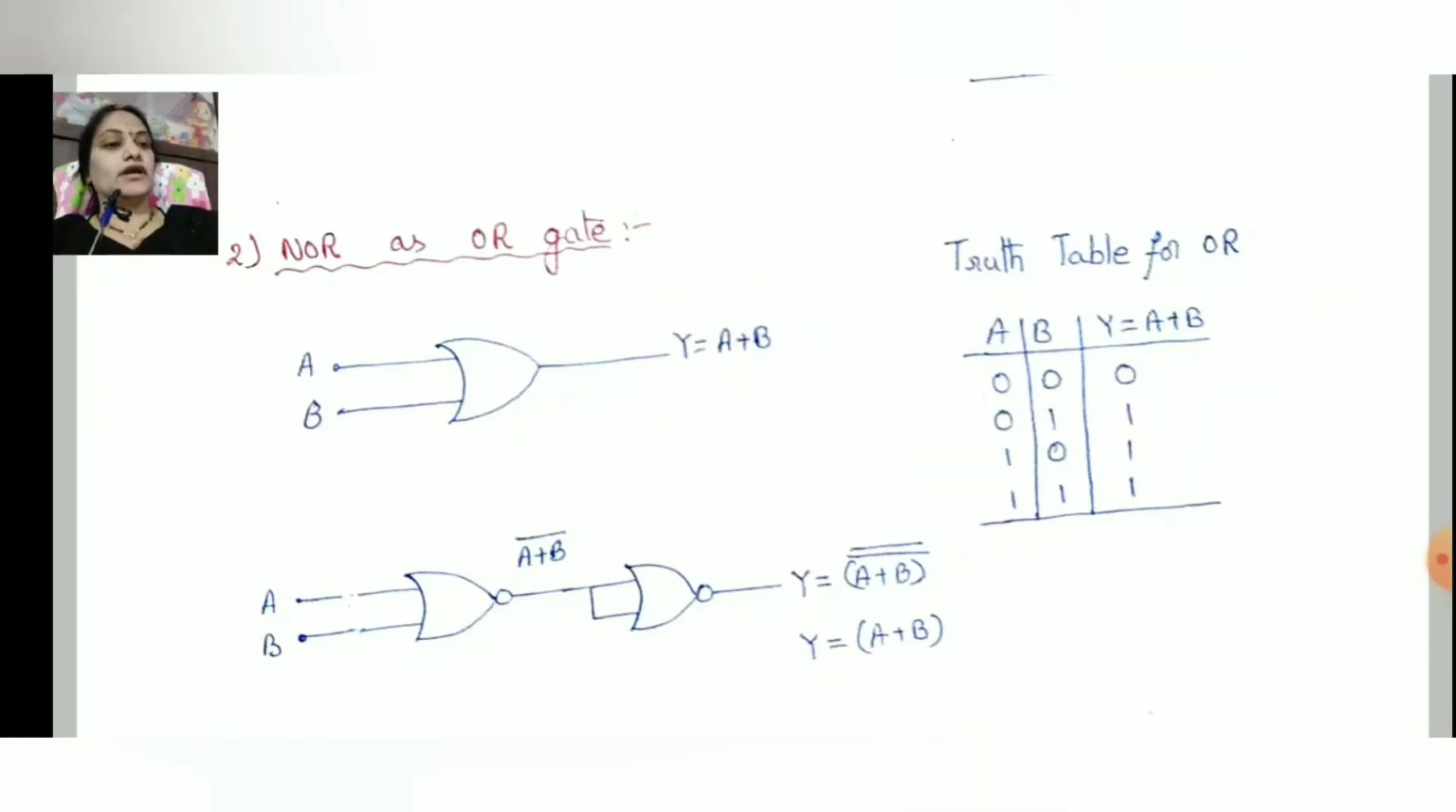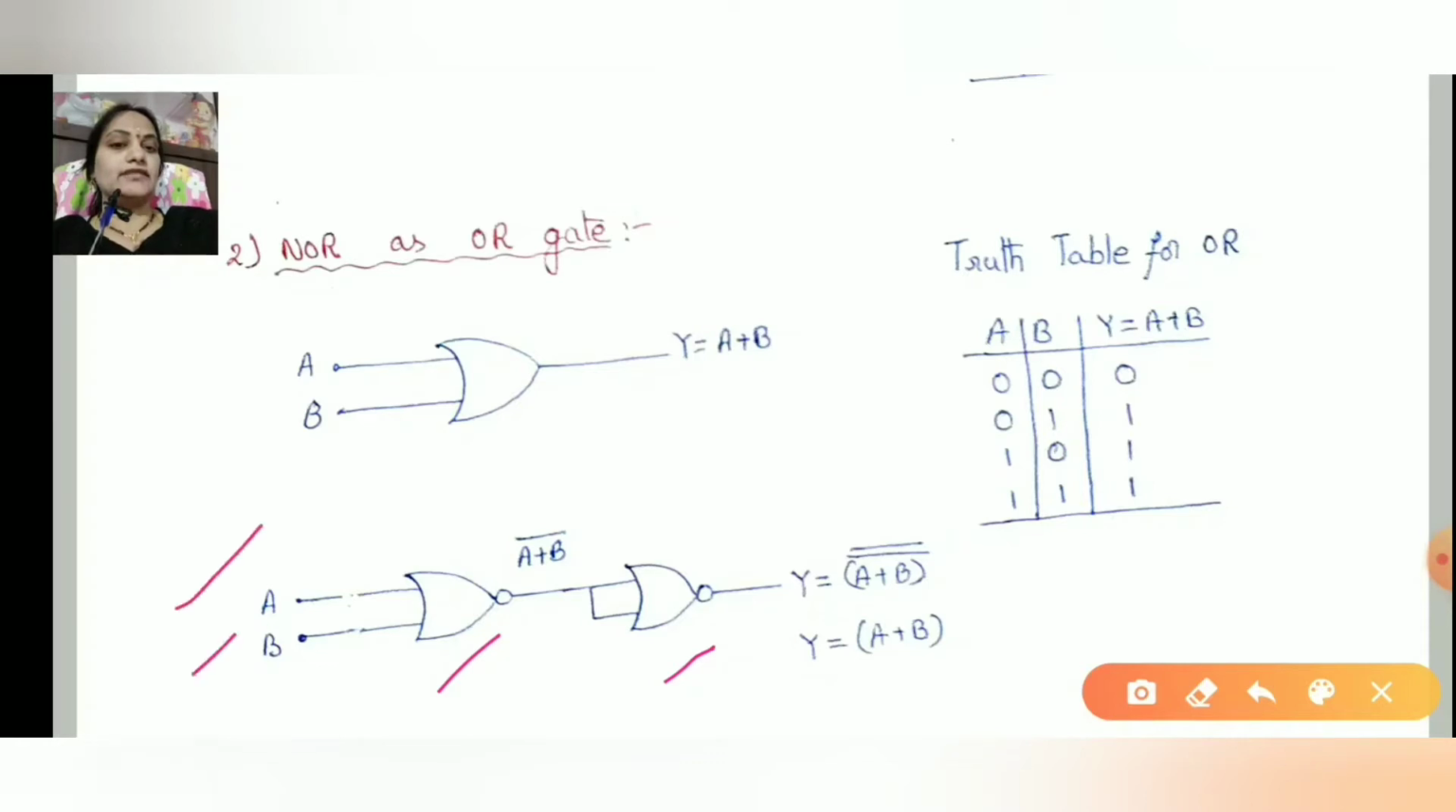Now let us see how we can verify the OR gate by using NOR gates. By using two NOR gates, we can satisfy the OR gate operation. See this circuit. This is the first NOR gate and this is the second NOR gate. Here, for the first NOR gate, the inputs are A and B.